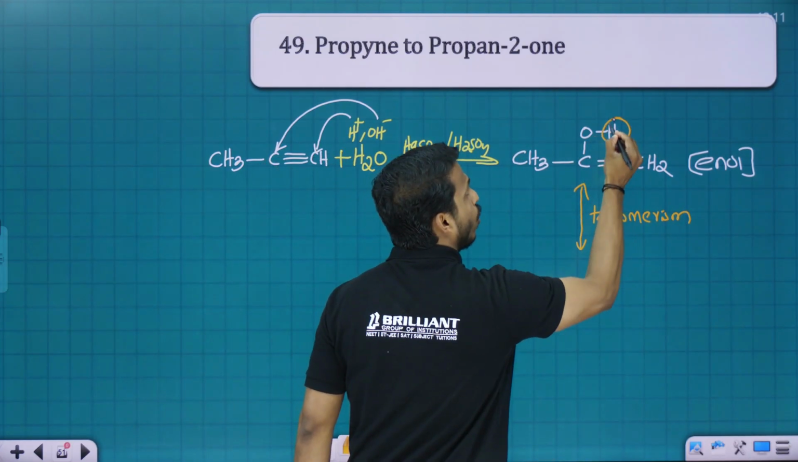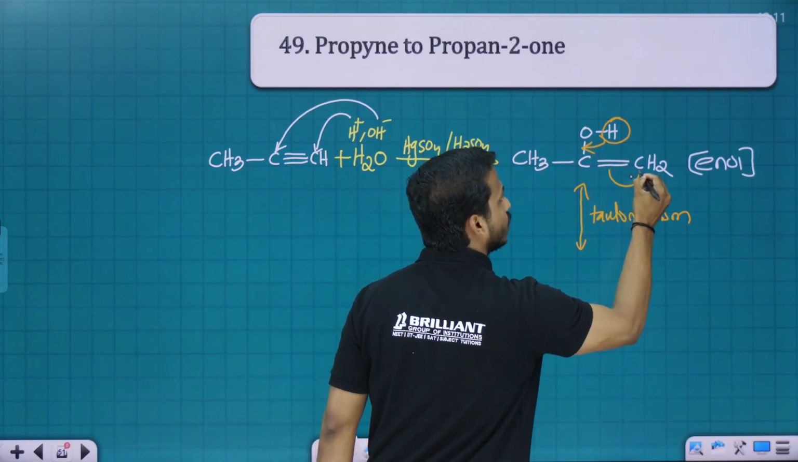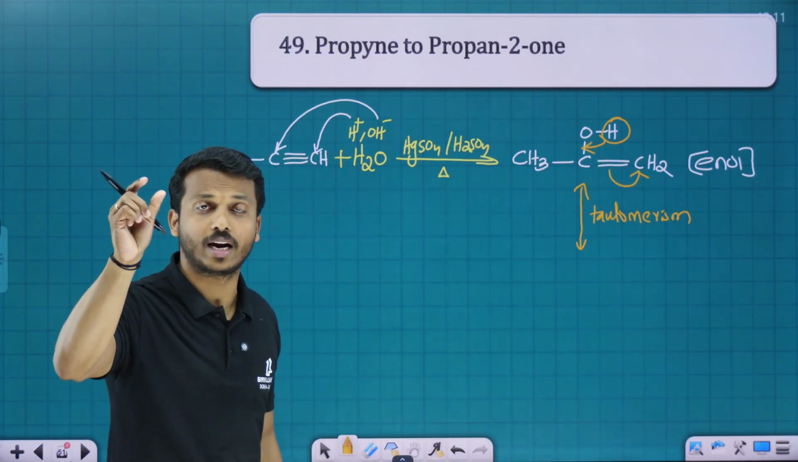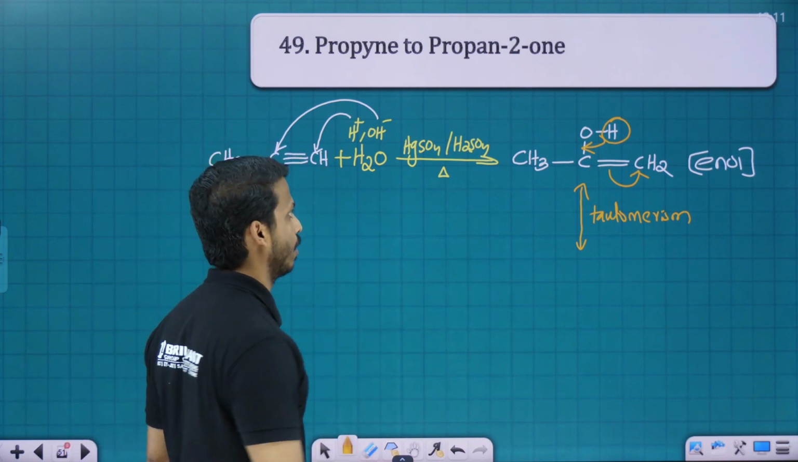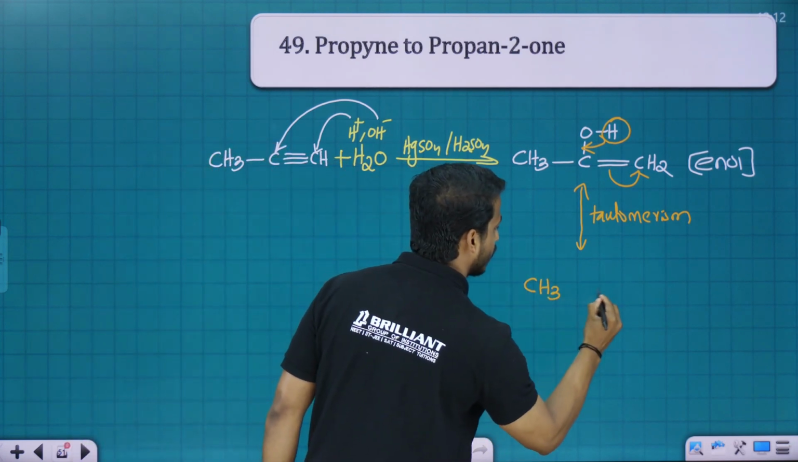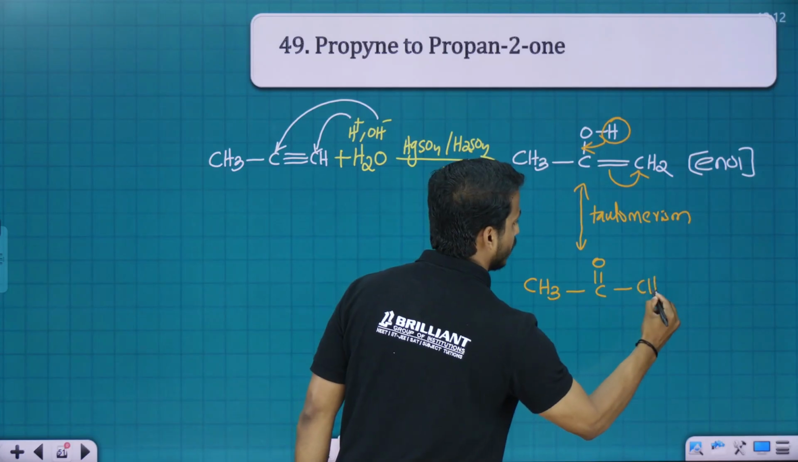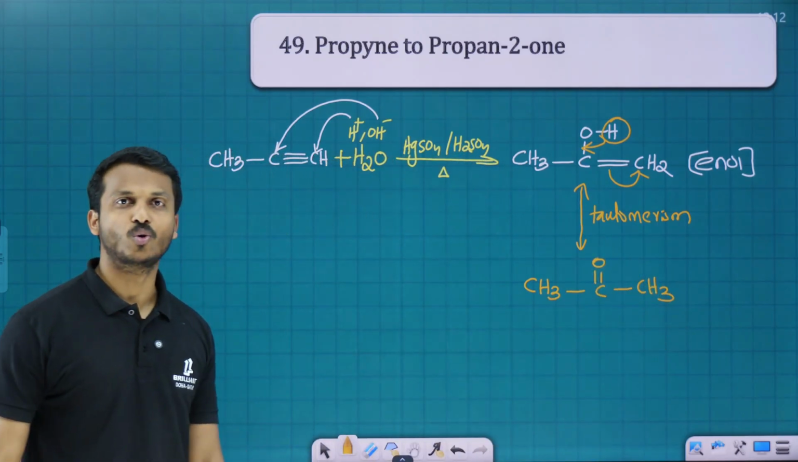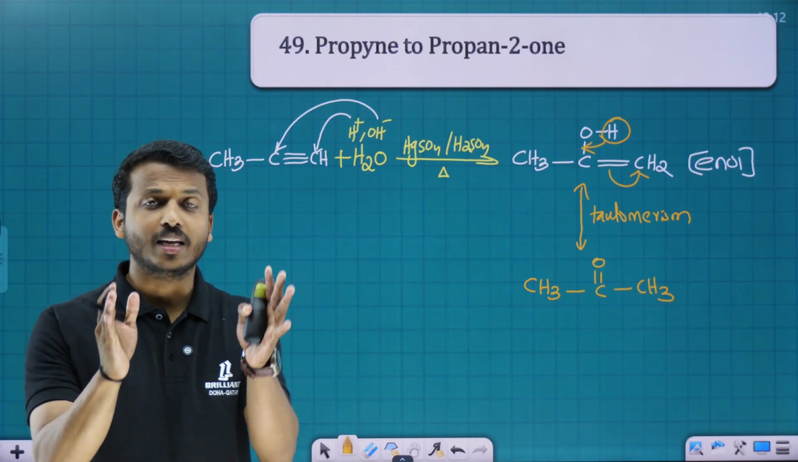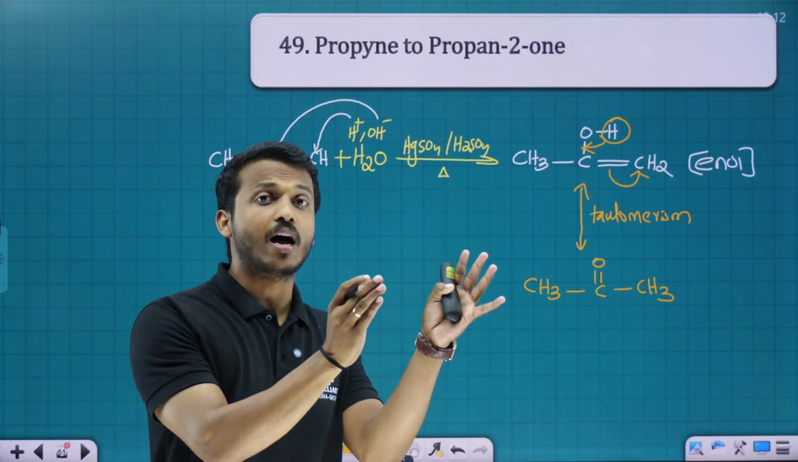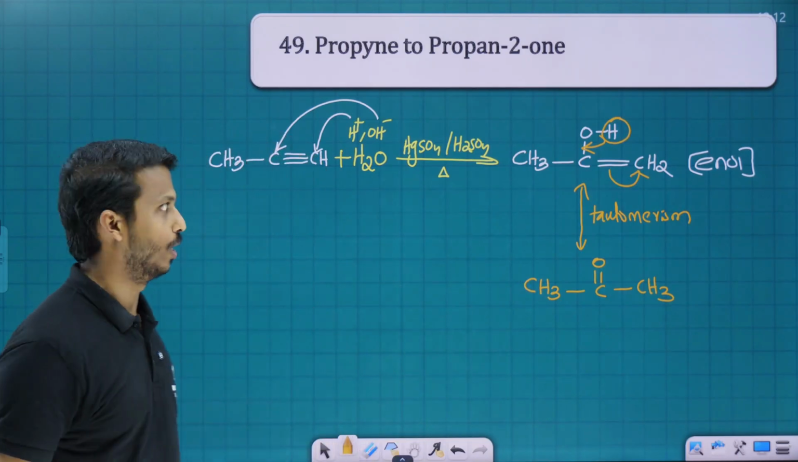The alcoholic hydrogen shifts to this carbon. The alcohol hydrogen shifts to the nearest double bonded carbon. So what do you get overall? CH3COCH3. We will get propan-2-one. So if you want an alkyne to become an aldehyde or ketone, do oxymercuration.